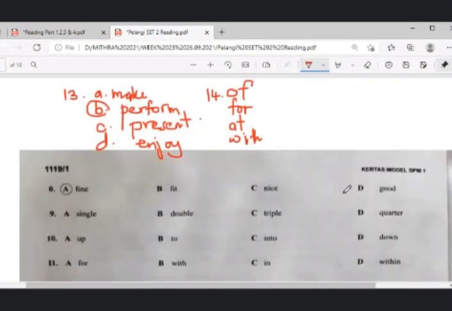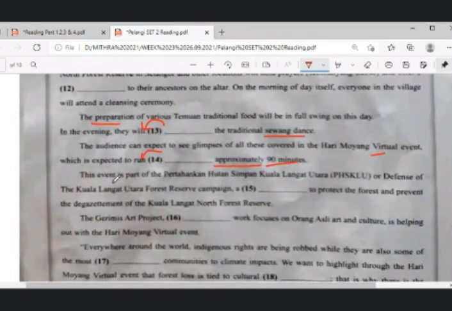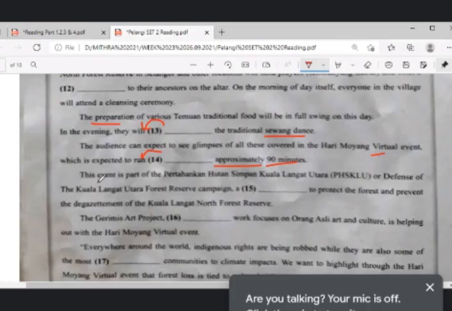Number 14. What is your answer? Number 14. Can I see your answers? Okay, many of you have chosen B. Yes, exactly. This is the answer. Well done. Okay, because if you go back to the text, why it is for, try to read one by one. The audience can expect to see glimpses of all this covered in the Hari Moyang virtual event, which is expected to run for approximately, yes, for.